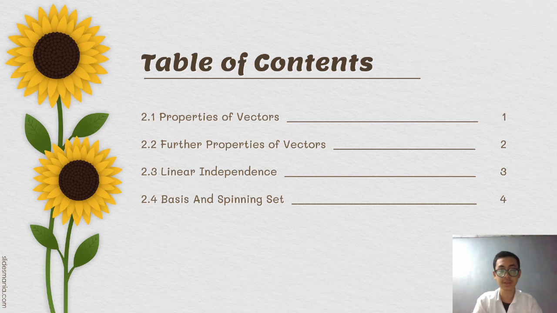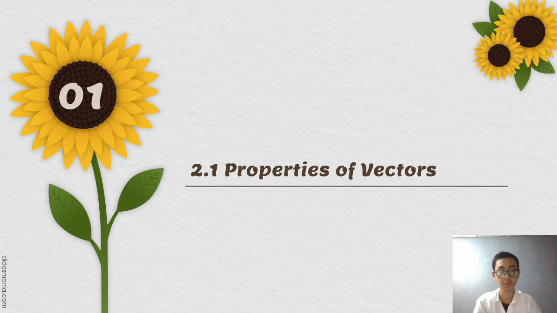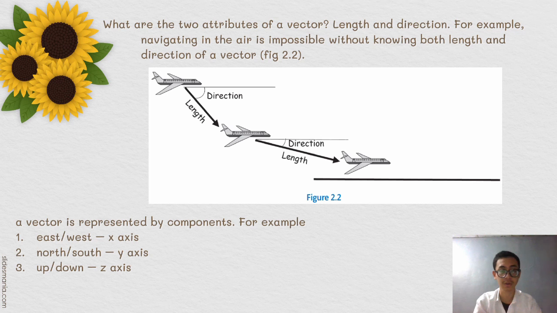The contents of this video are 2.1 Properties of vectors, and 2.2 Further properties of vectors, linear independence, and basis and spanning set. 2.1 Properties of vectors.